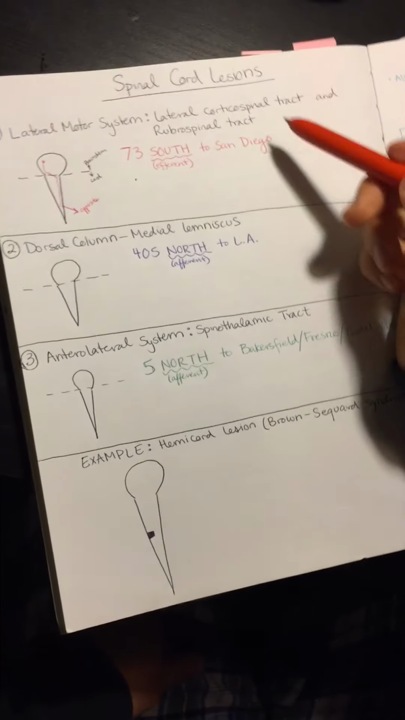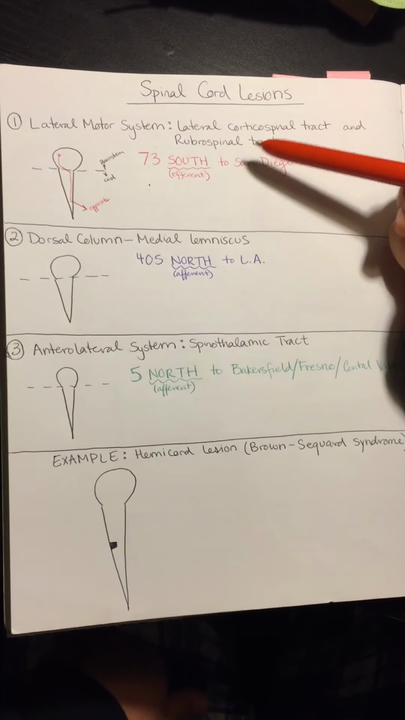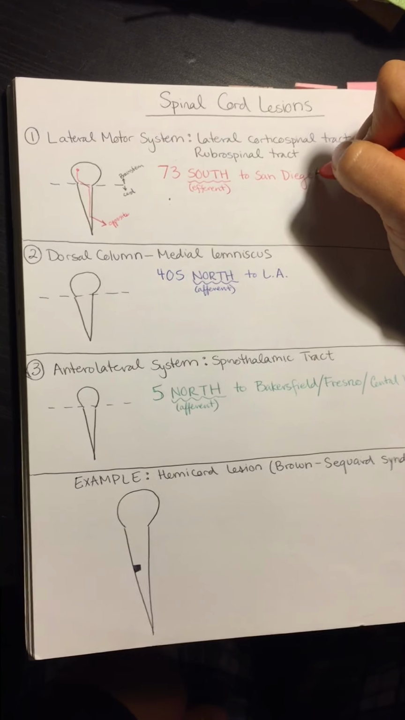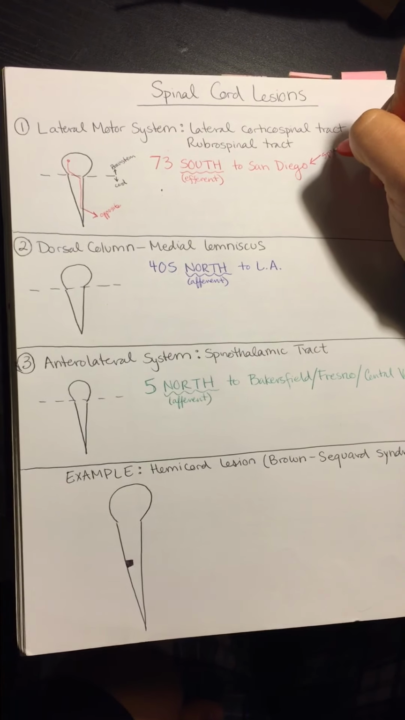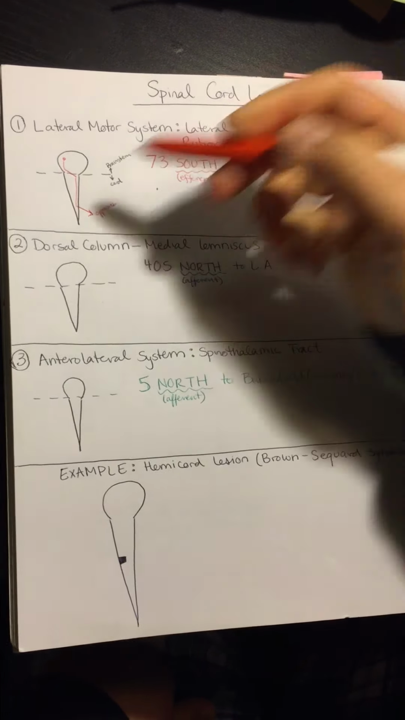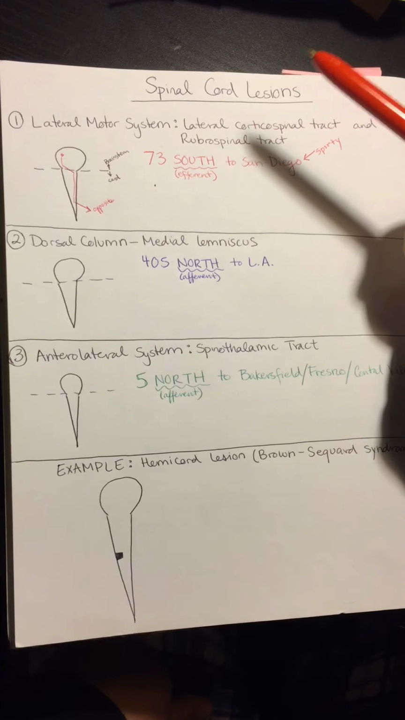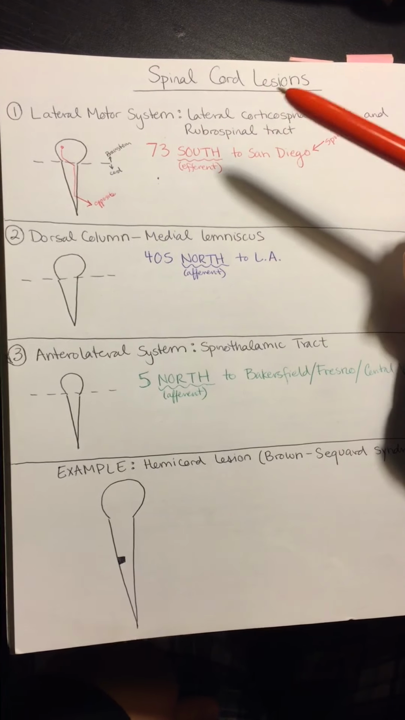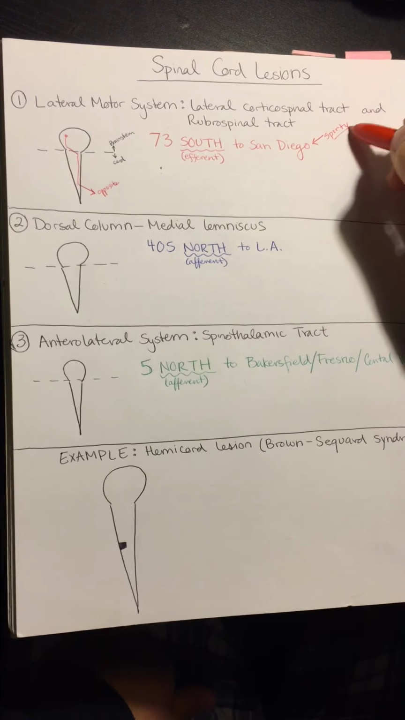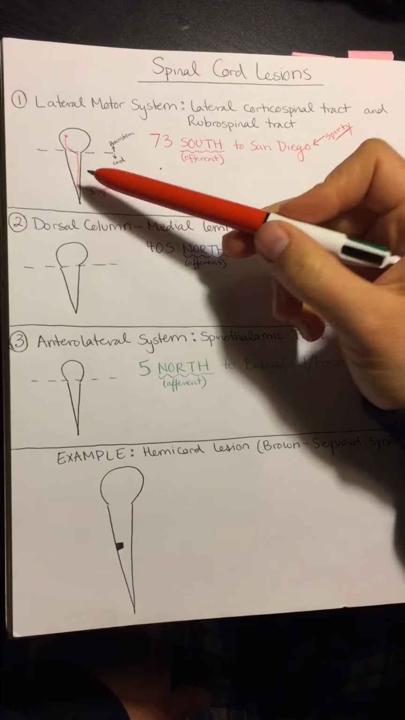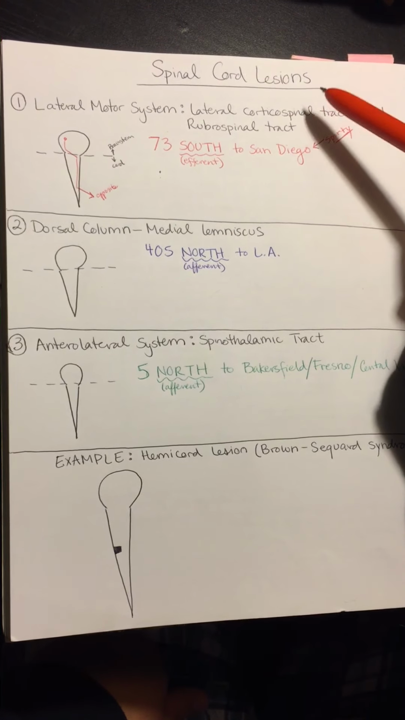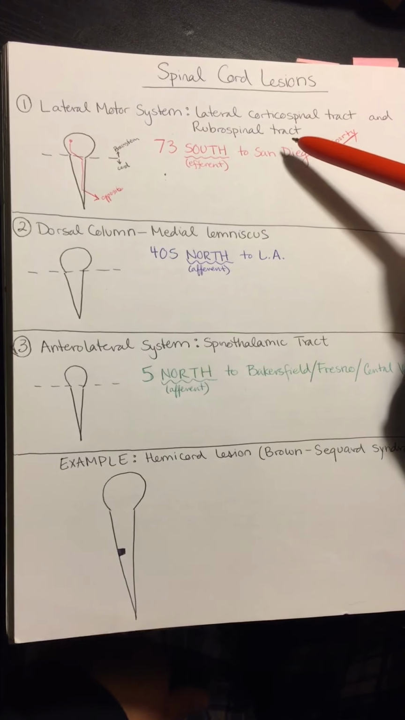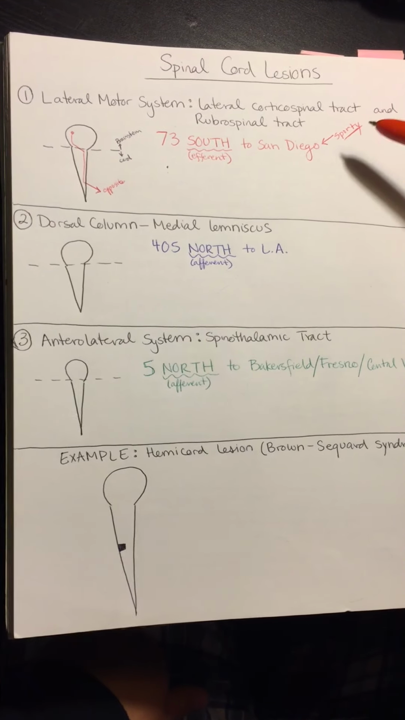So how this metaphor is going to work is we're saying this is the 73 south to San Diego. San Diego, that's a pretty sporty place, right? So you're going to be driving down to San Diego where you're going to maybe go surfing, maybe play some beach volleyball, do something active outside. And so remembering that it's a sporty place is what's going to help you remember that the lateral corticospinal tract and rubrospinal tract carry motor function, because you're going south to San Diego to do your sports.